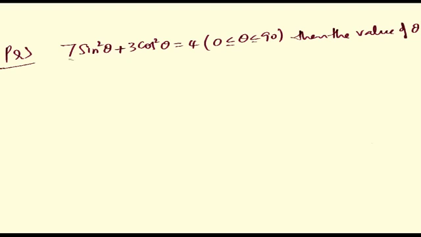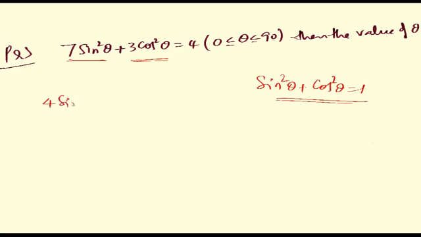See friends, this is given: 7 sin square theta plus 3 cos square theta is equal to 4. So before getting into the topic, what we need to know are the identities in terms of sin and cos. What is the identity in terms of sin and cos? We have sin square theta plus cos square theta is equal to 1. So this is what we know already. So let us try to write this, sin square theta plus cos square theta is equal to 1. But here there are 3 cos squares. So try to write this as 4 sin square theta plus 3 sin square theta plus 3 cos square theta, which is equal to 4.